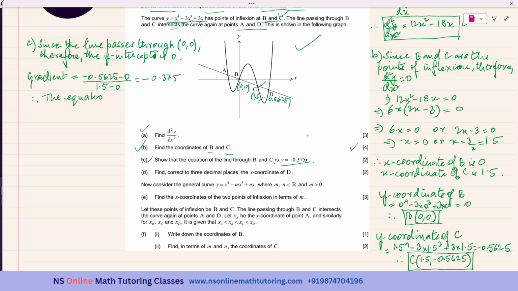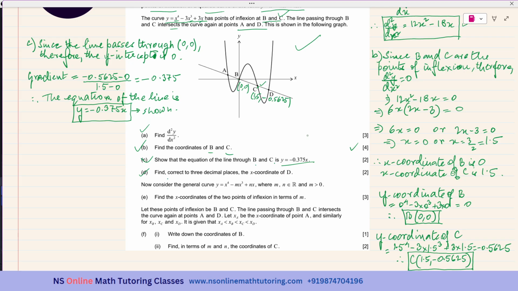Therefore, the equation of the line is y equals negative 0.375x plus 0. I'm not writing that part, obviously. Shown. Okay.